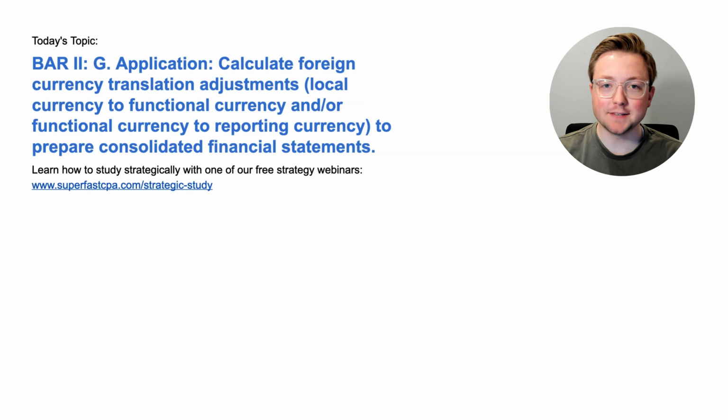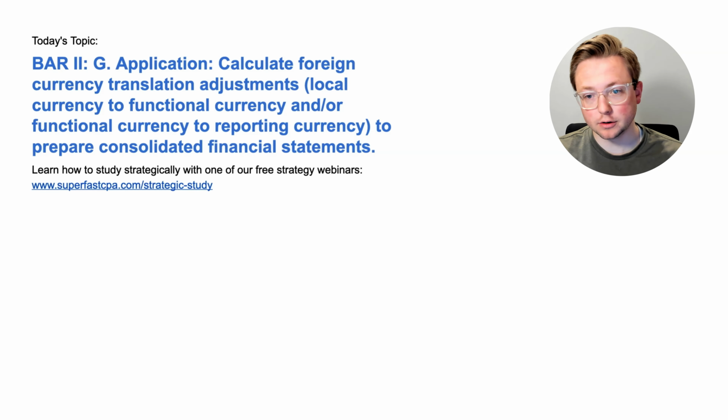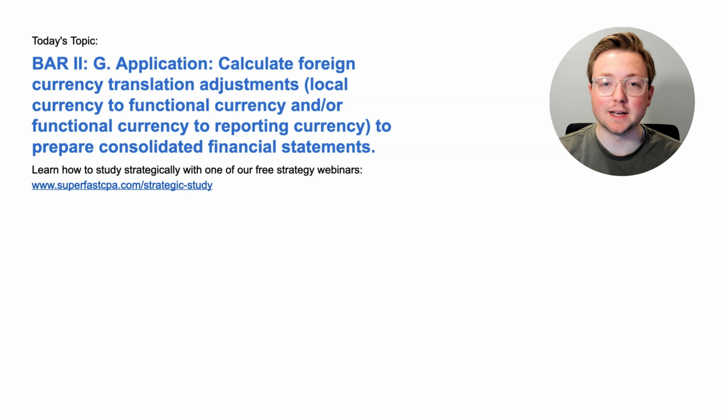I'm Logan, and in today's video, we're going to be going over bar area 2. This is section G. This is an application topic. Calculate foreign currency translation adjustments, such as local currency to functional currency and or functional currency to reporting currency to prepare consolidated financial statements. And we're going to be doing that the SuperfastCPA way, which is diving straight into the questions to learn the material.